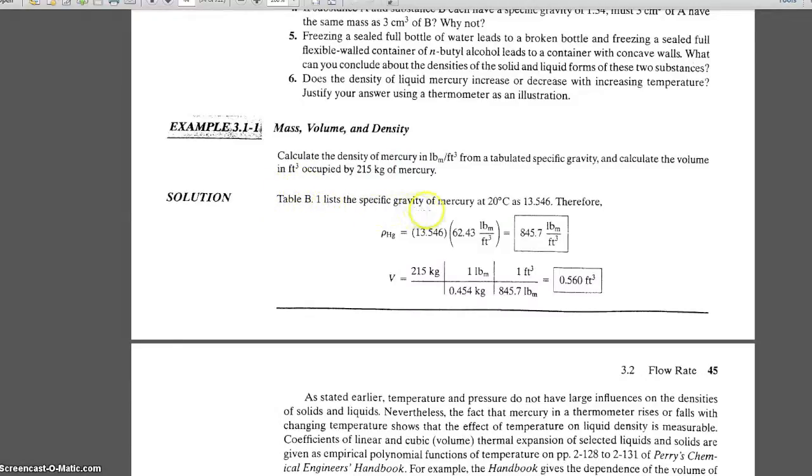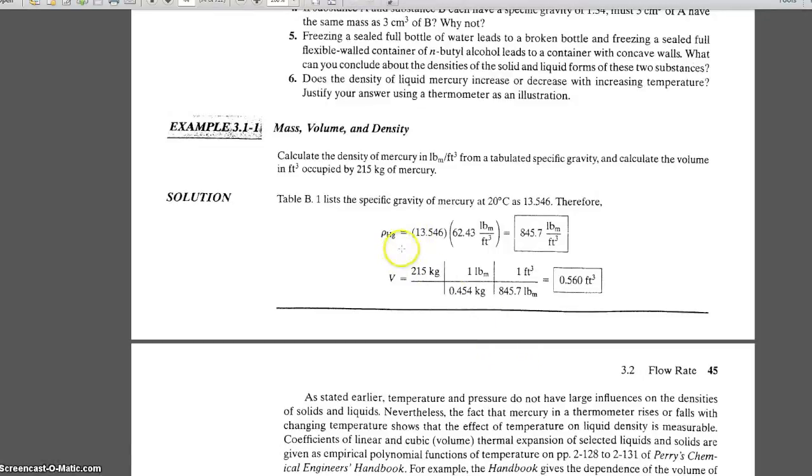They say Table B1 lists the specific gravity of mercury at 20 degrees C as 13.546. So that's the SG of mercury, 13.546. Table B1 is at the end of the book, so I guess that's another reason for you to buy the book. 120 ringgit, I think. Go and buy it.